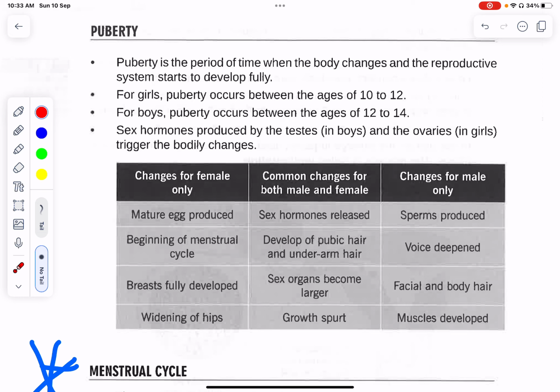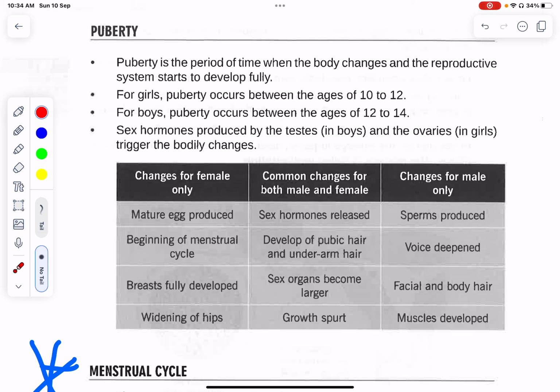However, the difference is that for the male, you produce your sperm. For the female, you produce the ovum. Next, what are the other changes? For example, for the male, your voice can deepen. You don't see the females deepen their voice. Actually, their voices are quite higher in pitch as compared to the male. And then next is the beginning of the menstrual cycle only for the female. For the male, we don't undergo any form of menstrual cycle.